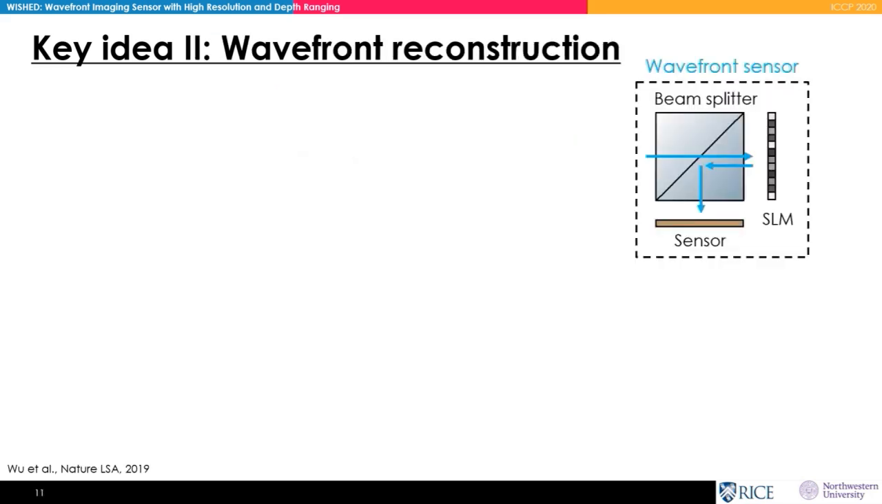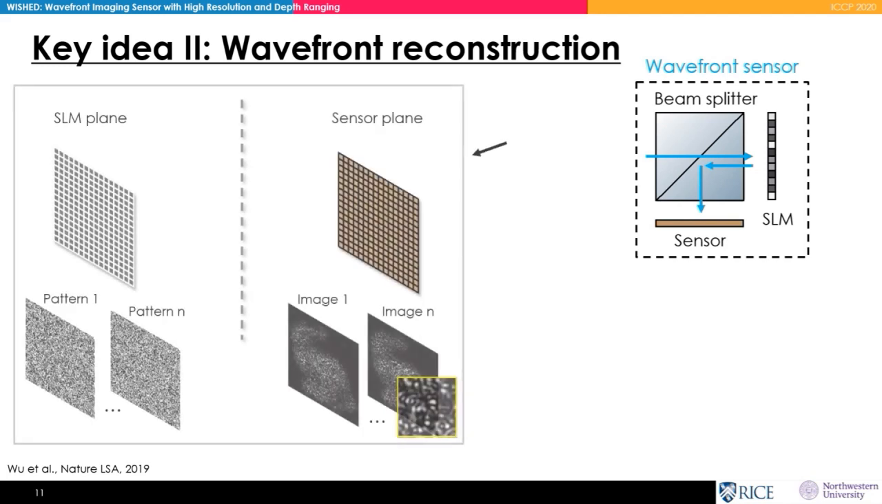To recover the wavefront for each wavelength, we adopt a computational imaging-based wavefront sensor which consists of a spatial light modulator and a CMOS sensor. Since the phase SLM is in reflective mode, the beam splitter is inserted. Multiple uncorrelated random phase patterns are displayed on the SLM to modify the incident wavefront. The corresponding intensity images are captured by the sensor.